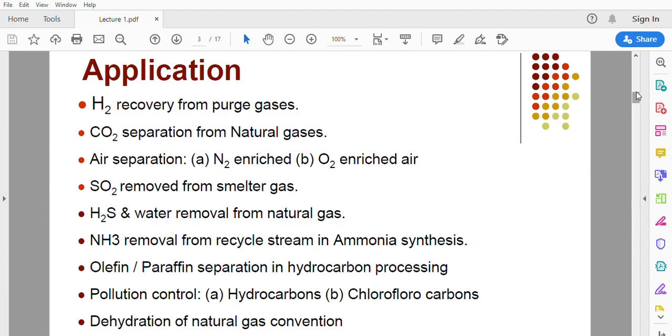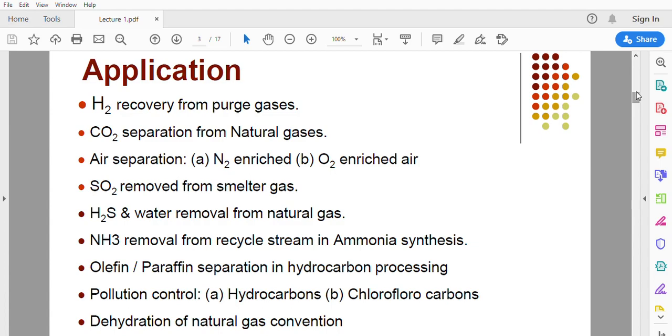Because with the natural gas you are taking out the CO2 also. So in most of the cases that CO2 is separated out from the natural gas, then it is re-injected into the well. That will enrich the quality of the natural gas, and that will help to maintain the pressure of the well.